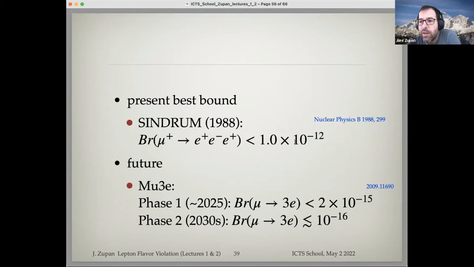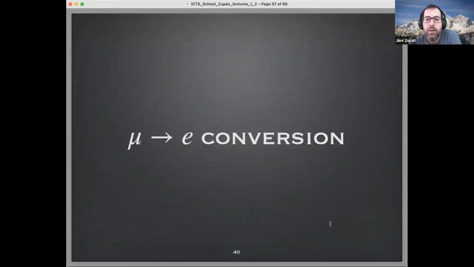Old doesn't mean bad. It just means old. It's a tough measurement. So it's not easy to get to these numbers. And then phase 2 will be the next phase. They will go all the way down to 10 to the minus 16. And now you really see that this irreducible background is getting important if you want to go to this precision. All right. Okay, so the last transition we'll cover today is mu to e conversion.